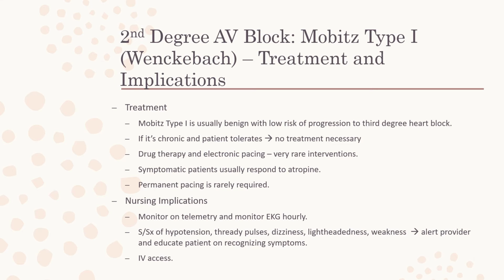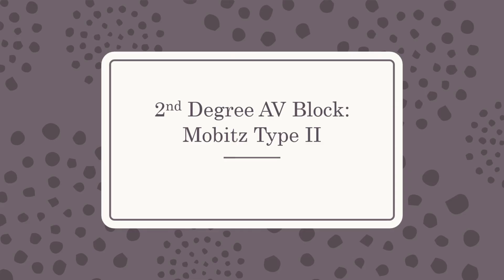These patients, you want to monitor them on telemetry, evaluate them for signs and symptoms of any type of hypotension, thready pulses, dizziness, lightheadedness. Are they symptomatic is what we're looking for. Alert the provider, educate the patient on recognizing those symptoms, and we'll want IV access on them. So let's talk now about second-degree AV block Mobitz type 2.